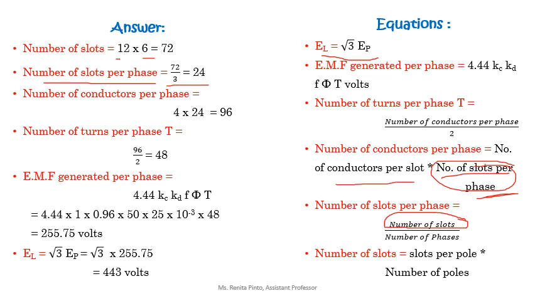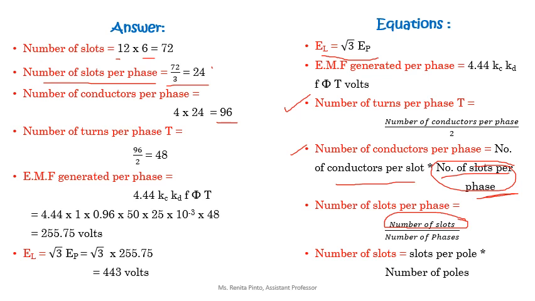That is number of conductors per phase. So number of conductors per phase, again substitute. Number of conductors per slot was already given in your question, and number of slots per phase was already found out previously here. So substitute, get the number of conductors per phase. Once you find out the number of conductors per phase, you can go for number of turns per phase. So T is equal to number of conductors per phase by 2. So number of conductors per phase is 96, divided by 2, you will get the number of turns per phase.